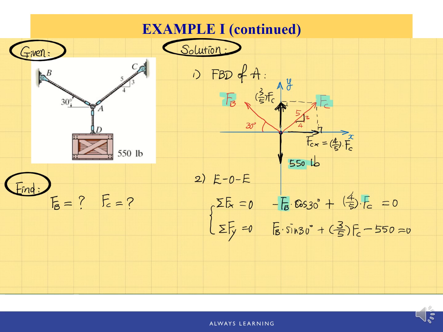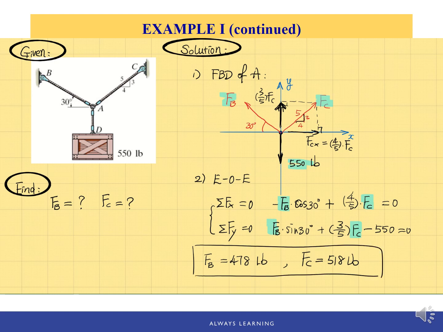Double check the number of unknowns. We have FC and FB, so two equations, two unknowns. We can solve both FC and FB. And here are my answers.